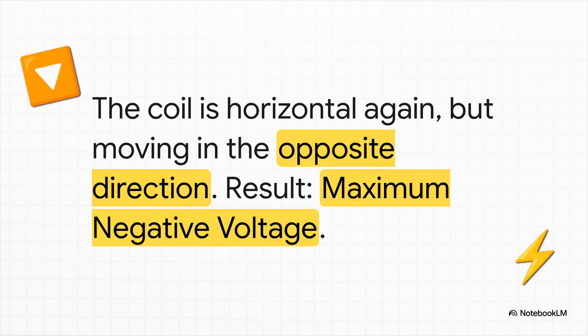And the spin continues. At position 4, it's horizontal again, cutting those field lines at maximum speed. But look closely. Now the sides of the coil are moving in the opposite direction than they were at position 2. And because of that, our right-hand rule tells us the current reverses. We get another maximum voltage spike, but this time it's in the negative direction, creating the bottom part of the wave before it returns to 0 to start the whole cycle over again.